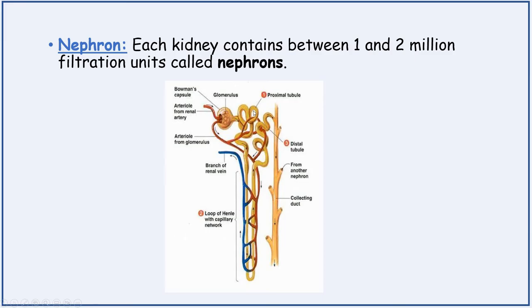This first bit here is called the proximal convoluted tubule. Then you've got the loop of Henle, shown in yellow, this big loop. Then you've got the distal convoluted tubule here, and then you've got the collecting duct.